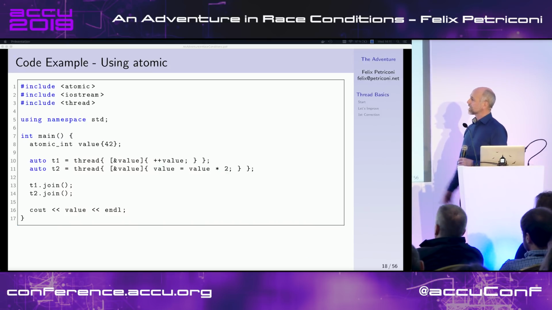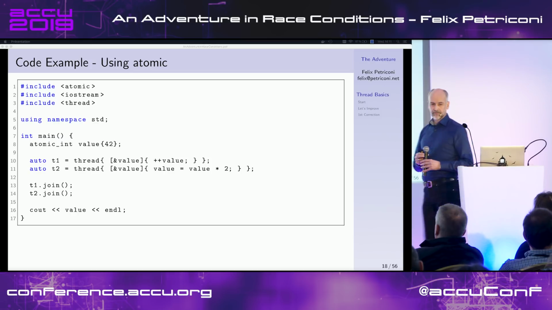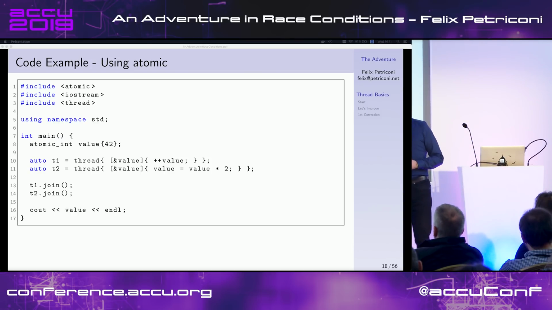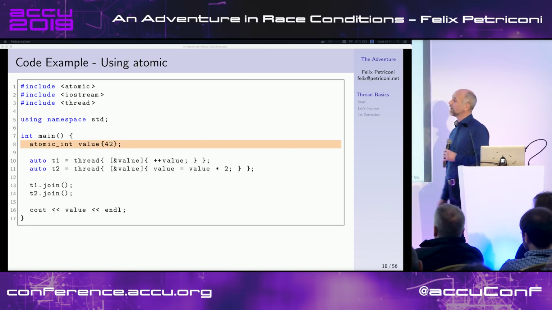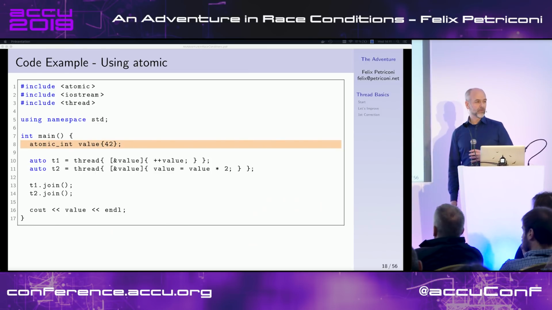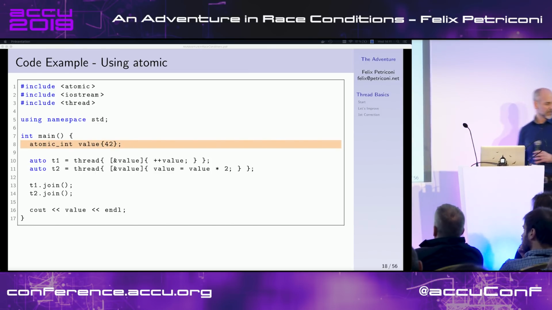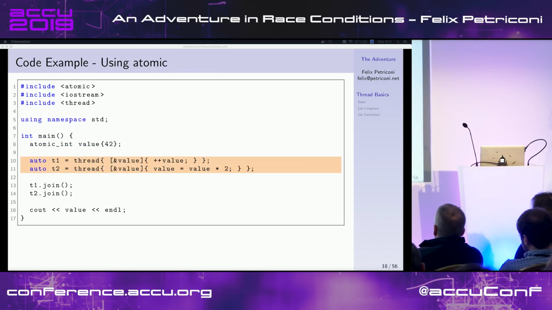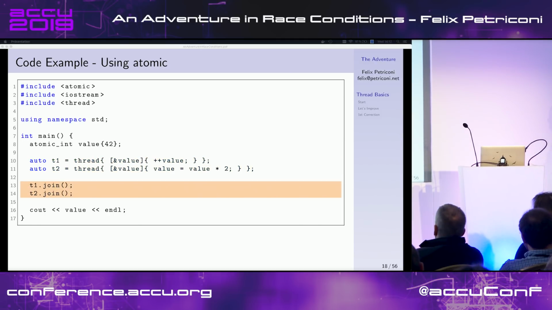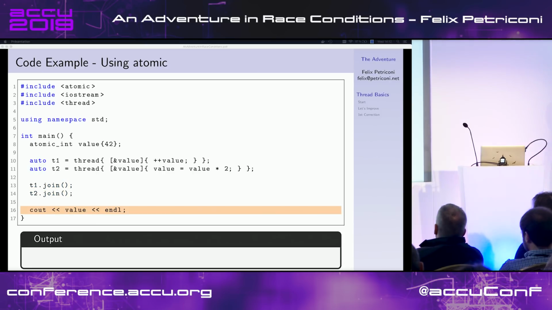So now we change from undefined behavior to defined behavior. We start again and store the value in an atomic. Just a second. Okay. And we do exactly the same: we increment the value and multiply it by 2. We join. So what are now the possible results?